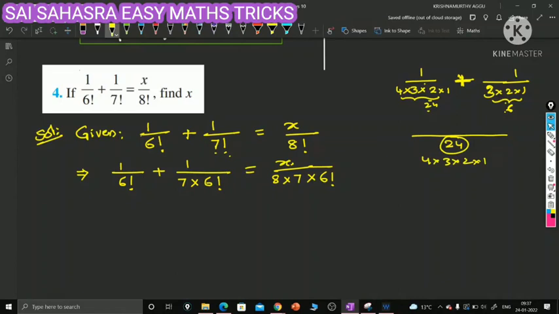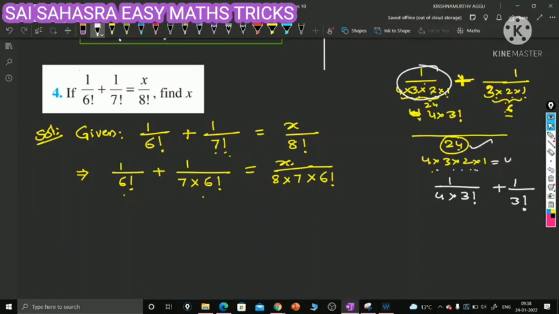So further it can be written as 4 into 3 into 2 into 1 as 4 factorial, and 3 into 2 into 1 as 3 factorial. I will write here 1 by 4 into 3 factorial plus 1 by 3 factorial. Means from the LCM we got 24. 24 can be written as 4 into 3 into 2 into 1, means 4 factorial. That means the bigger number among these two is what comes in the LCM.